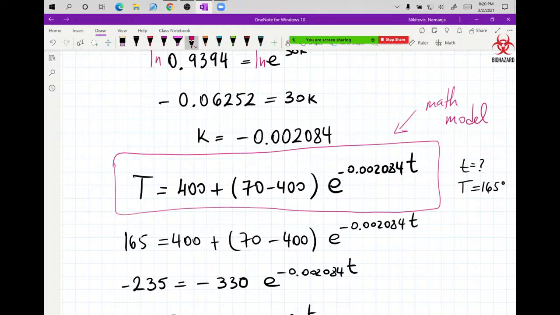Mathematical model. And now you can ask yourself, how long do I need to wait for the chicken to be 165? Or maybe you want 170, maybe you want 175. Maybe you want to burn it to the char, 300 degrees. See how long it will take for it to burn completely. That will depend on what you want. Or you can plug in the time. Let's say, what if I bake chicken for 300 minutes? Well, you plug in 300 here and it will spit out the temperature on the other end.